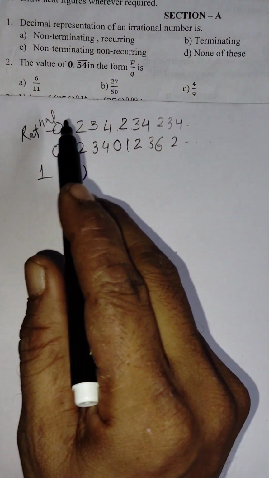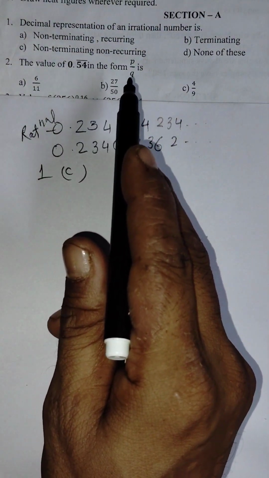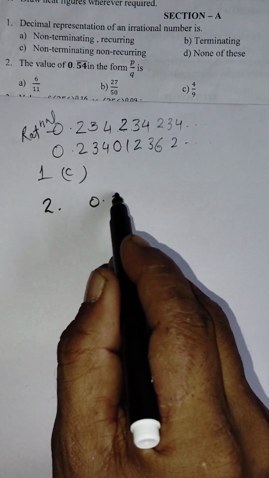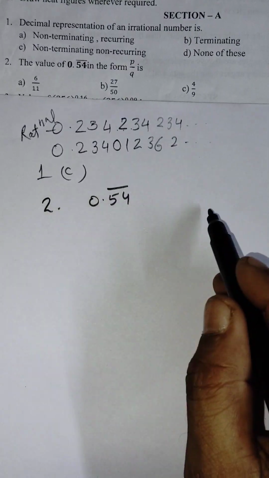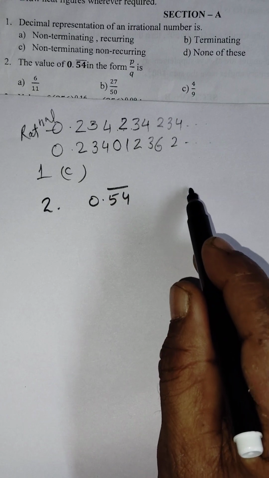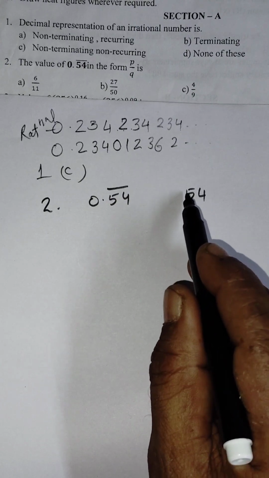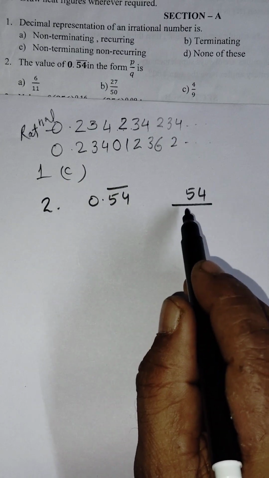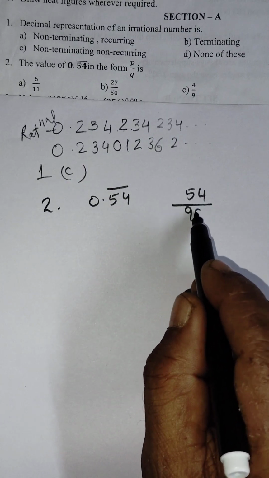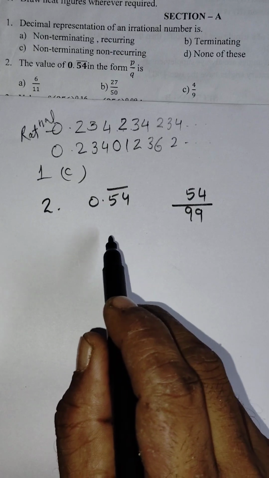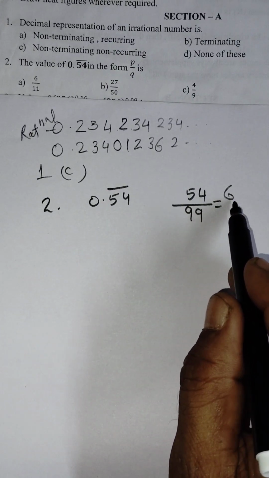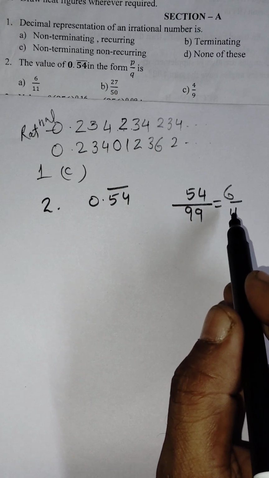Question 2 is: find the value of 0.54 bar in the form of p upon q. In a shortcut way, because it is an MCQ, we can write the two digits and put 9 two times for the bar. So this is the answer. Since it cancels by 9, 6 by 11 is the answer.